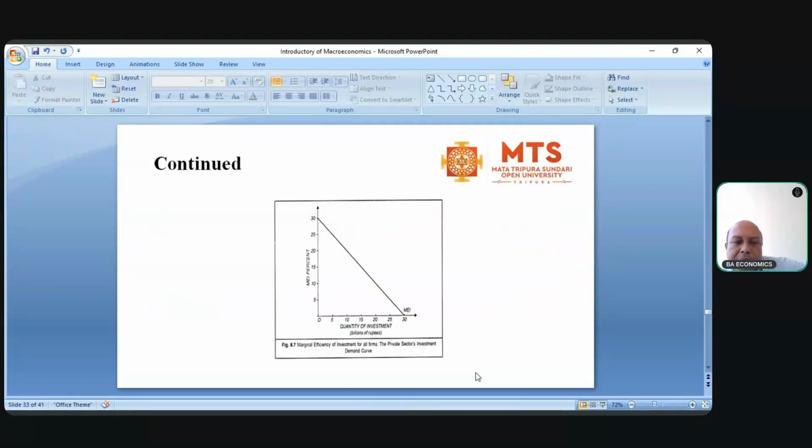So there is one simple diagram. In this diagram, the x-axis indicates the quantity of investment and the y-axis indicates the MEI percentage. It basically indicates that if the rate of interest declines, then the investment level will increase. So there is an opposite relation there.